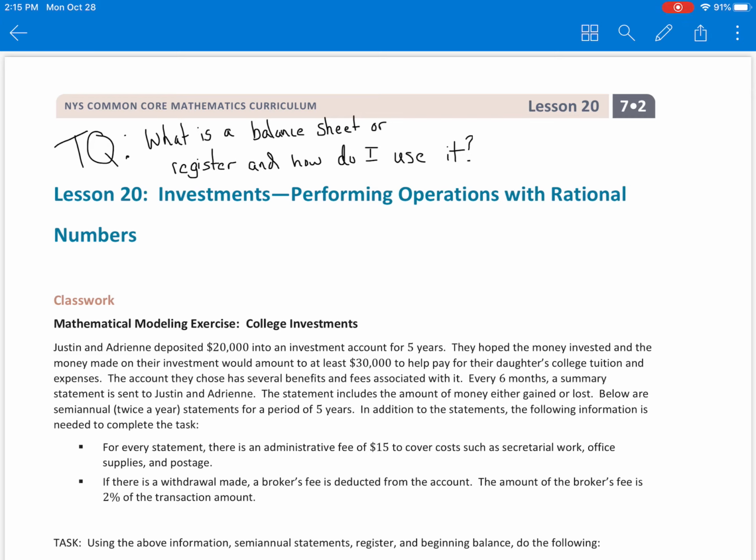Welcome to Simplify with Mr. Pi, and today in Eureka Math we are going to be doing Lesson 20 of Module 2. Today's question is written down right there. What is a balance sheet or register, and how do I use it? So today we're going to be working with a balance sheet or a register. Before we get on to the question here, let's actually talk about that.